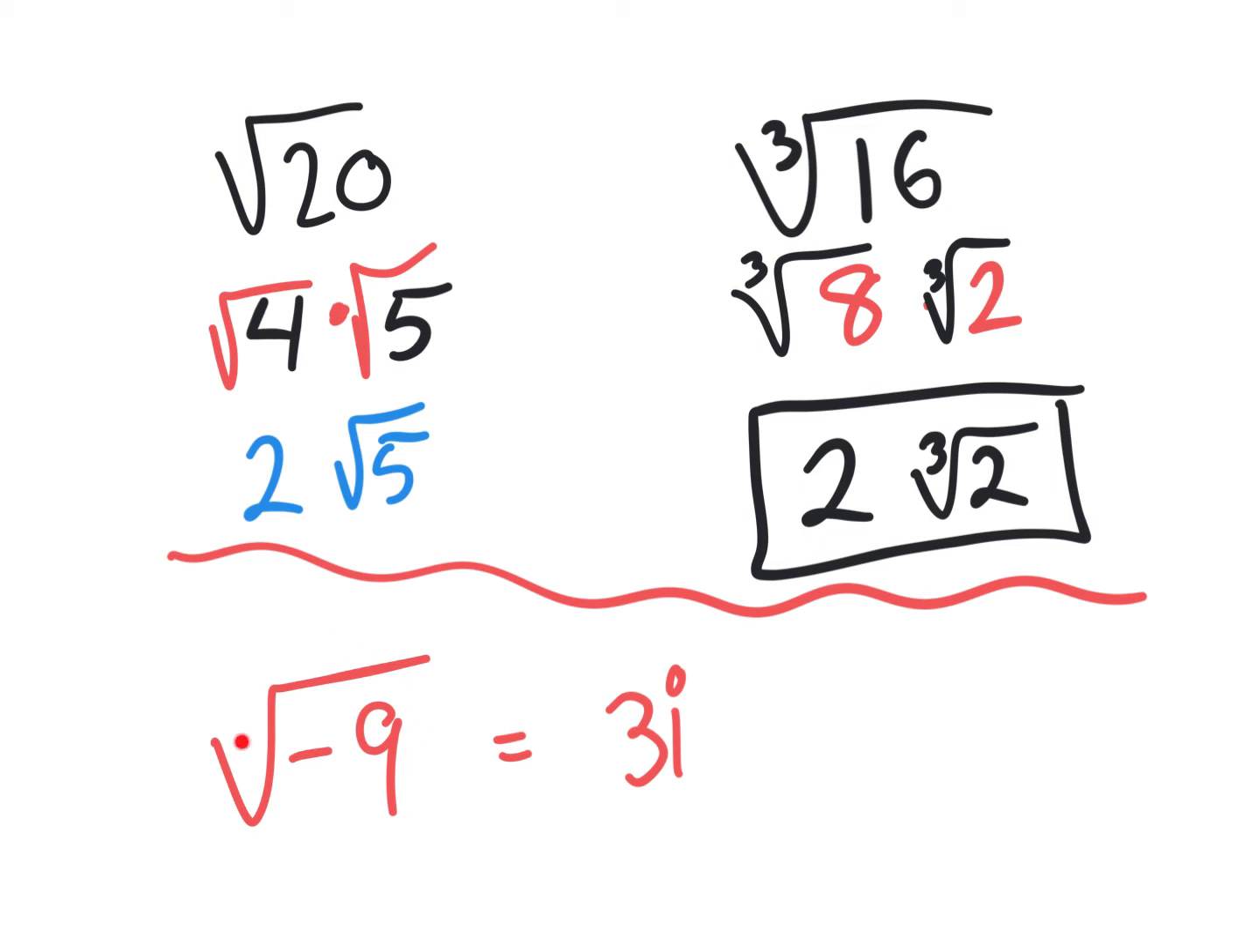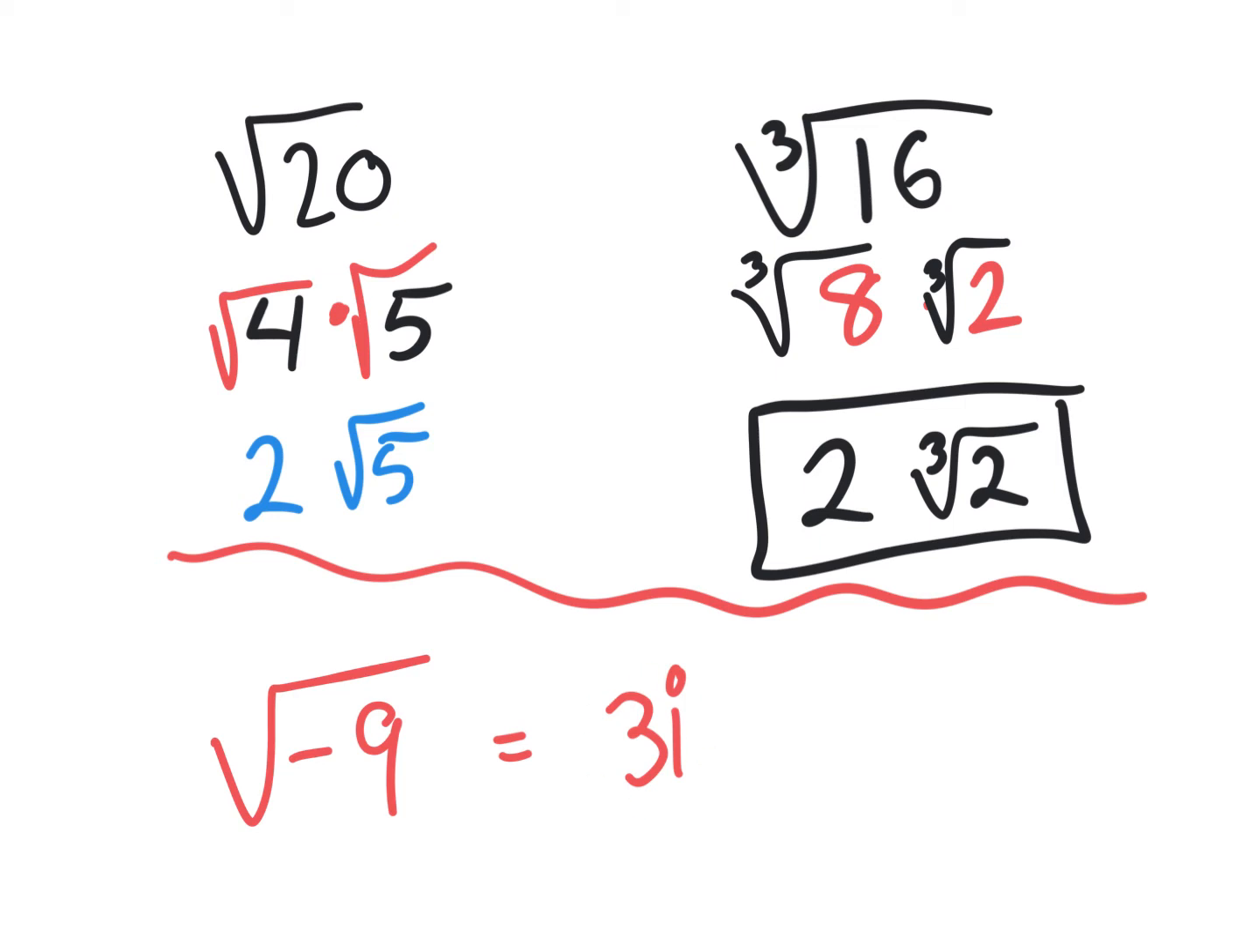Again, if you were to think of this logically, what number times itself will give you a -9? There is no real number times itself that'll give you a -9. 3 times 3 is +9, and even -3 times -3 is also +9. So that's why this minus sign comes out as an i, and the square root of 9 is 3. So 3i is your answer.